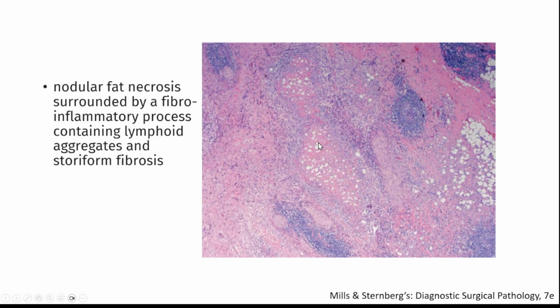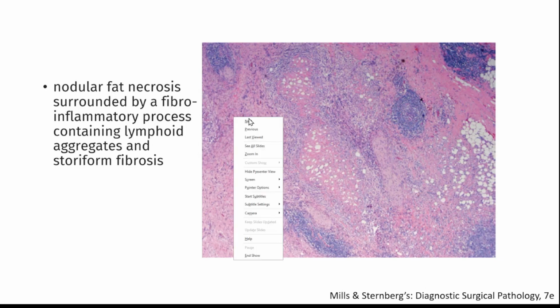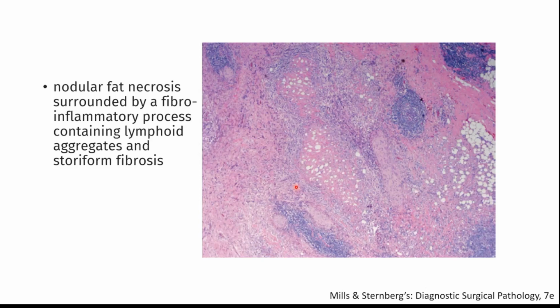So this is the nodular fat necrosis. And surrounding the necrosis, we have this spindle cell fibroblast proliferation, kind of rimming the nodular fat necrosis. Other than that, we can see lymphoid aggregation around. So if we see these 3 features in the mesentery, we can make this diagnosis.